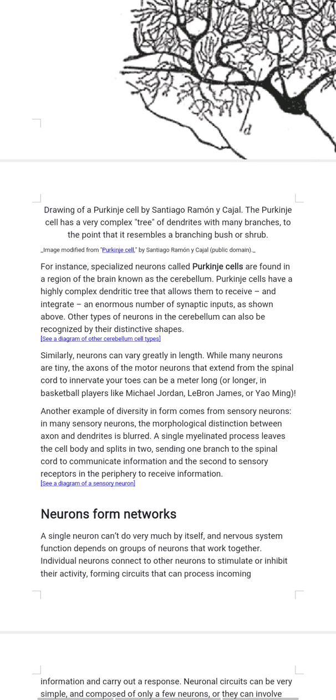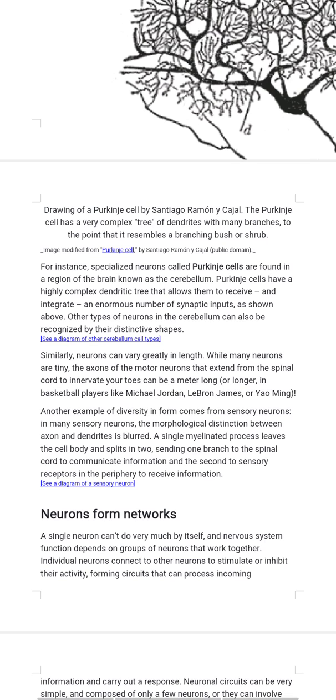For instance, specialized neurons called Purkinje cells are found in a region of the brain known as the cerebellum. Purkinje cells have a highly complex dendritic tree that allows them to receive and integrate an enormous number of synaptic inputs, as shown above. Other types of neurons in the cerebellum can also be recognized by distinctive shapes. Similarly, neurons can vary greatly in length.